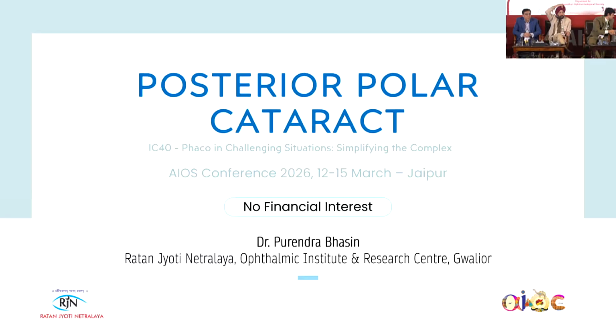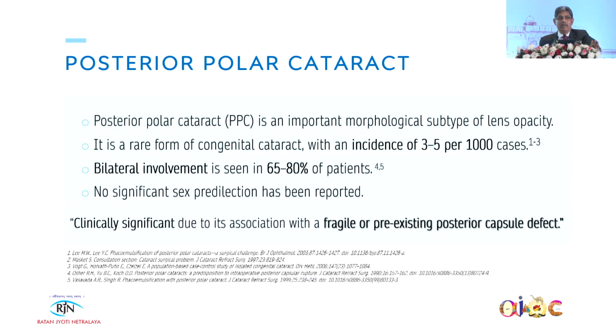And posterior polar cataract is definitely an enigma for any ordinary or any proficient surgeon. The incidence is 3 to 5 in 1,000, and bilateral involvement is seen in 65 to 80%. We should think, when you see a case with a PC rent, central PC rent, that in the other eye there might be a posterior polar cataract, because these are bilateral most likely. And the important thing to remember with this posterior polar cataract is that there is a pre-existing defect in the posterior capsule, or the posterior capsule is fragile.